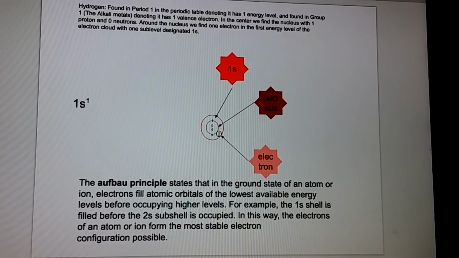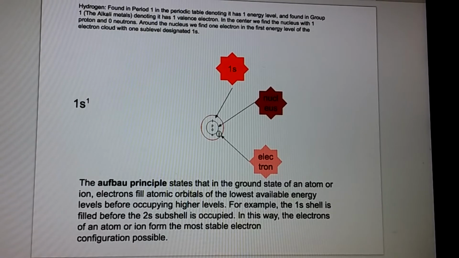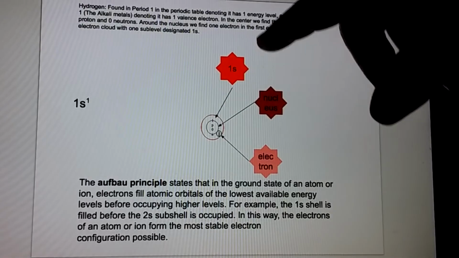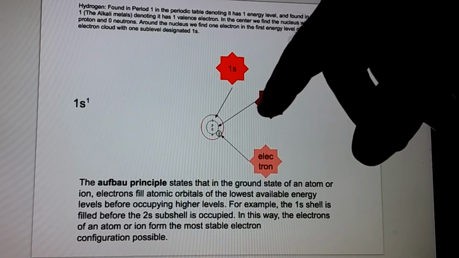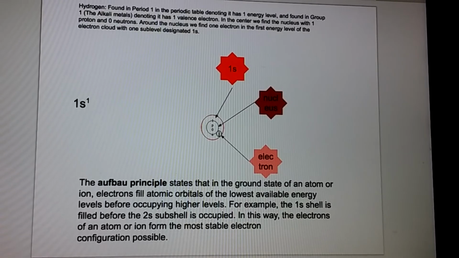So first one, hydrogen, found in period 1 in the periodic table, denoting it has 1 energy level, is found in group 1, the alkali metals, denoting it has 1 valence electron. In the center, we find the nucleus with 1 proton and 0 neutrons. Around the nucleus, we find 1 electron in the first energy level of the electron cloud with 1 sublevel designated 1s. On the left, we see the electron configuration shorthand. The nucleus in the center. 1s only has 1 sublevel, so we don't see the additional sublevel since it only has 1 level.